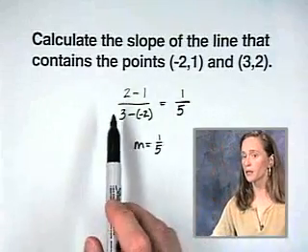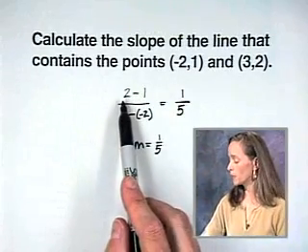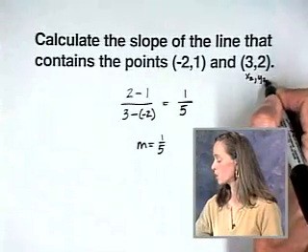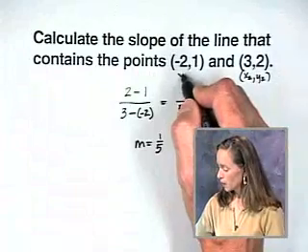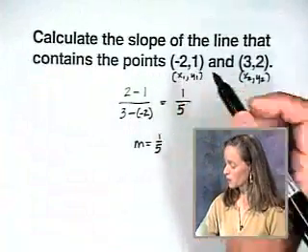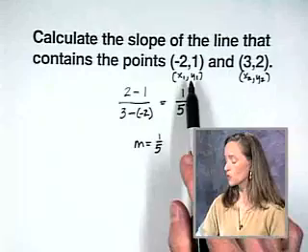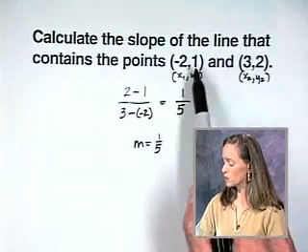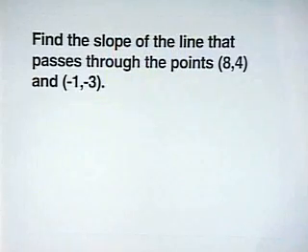Now in the formula, there's an x2 and a y2 and an x1 and a y1. I chose to use the second ordered pair as (x2, y2) and the first as (x1, y1). It doesn't make any difference as long as you're consistent, and whatever you use in the numerator, you use in the denominator. Now it's your turn to try a problem. Stop the tape and find the slope of the line that passes through the points (8, 4) and (negative 1, negative 3). Then restart the tape and check your work.